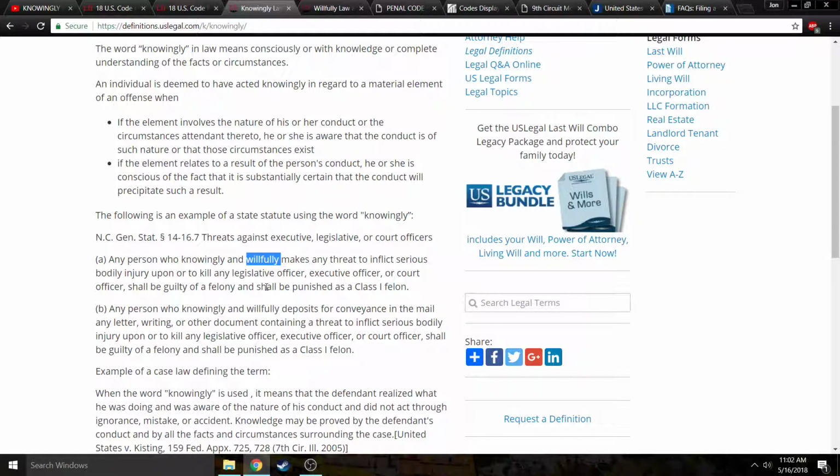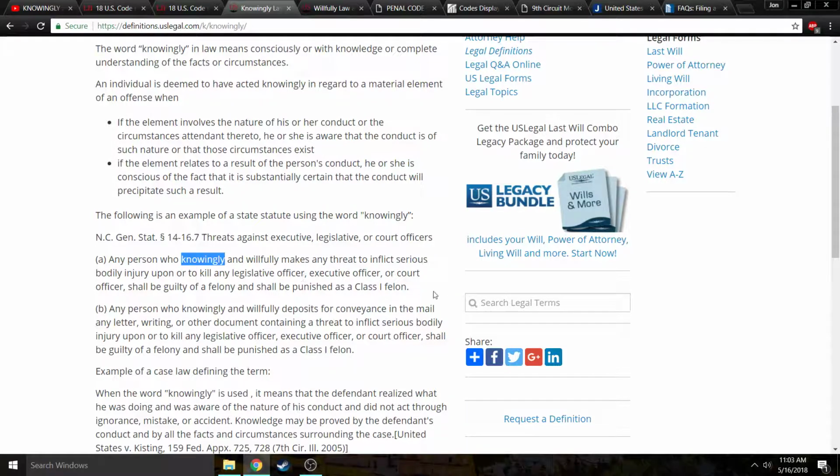Anyway, so this statute reads, any person who knowingly and willfully makes any threat to inflict serious bodily injury upon or kill any legislative officer, executive officer, or court officer shall be guilty of a felony and shall be punished as a class 1 felon. The knowingly refers to they have to know that it's a legislative officer, executive officer, or court officer in order for this statute to apply.